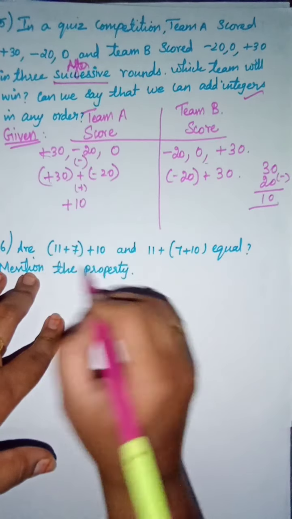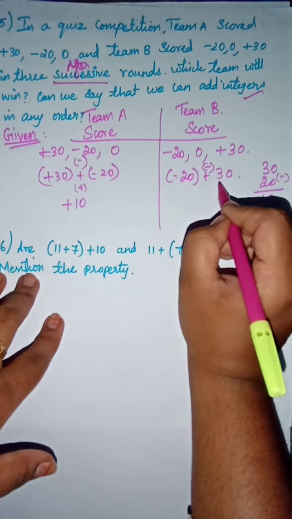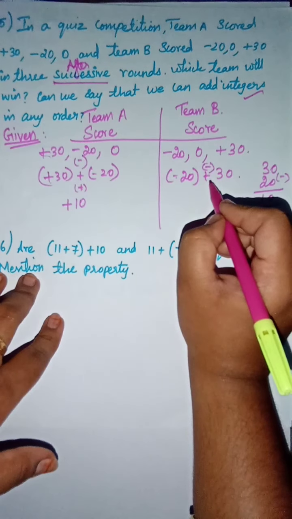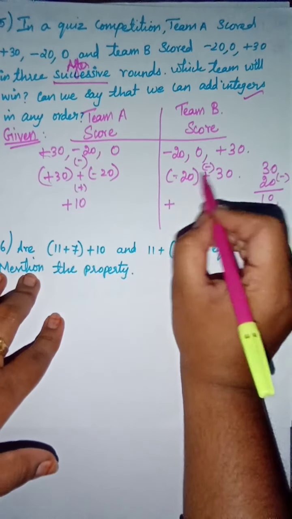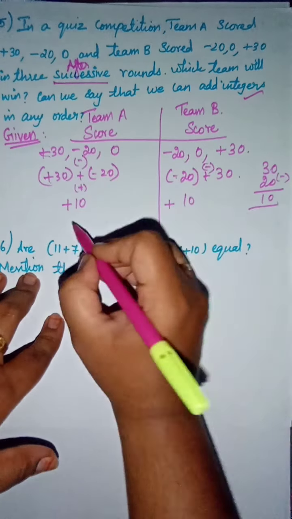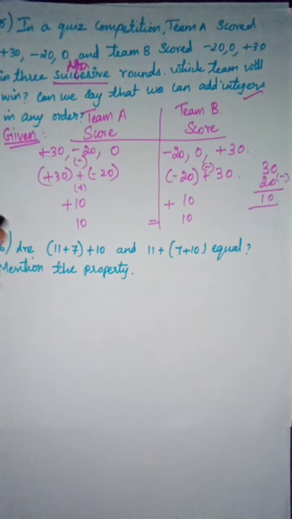So you have to write it here. So here also minus into plus is minus. Which one is biggest? 30 is the biggest, and 30 contains the positive symbol, so we have to write the positive symbol here. Then we have to subtract these two. While subtracting 30 and 20, you will get 10. So you can simply write it as 10, 10. Both are equal. So both teams won.